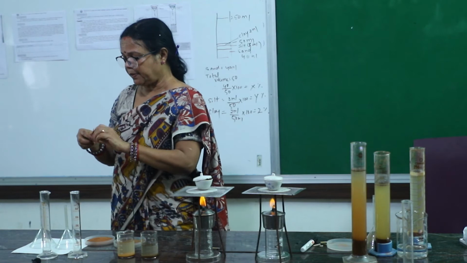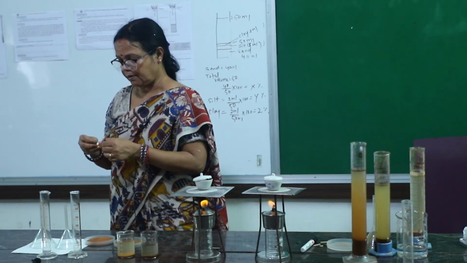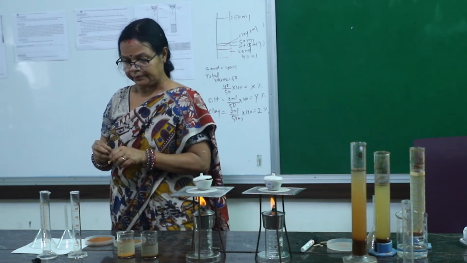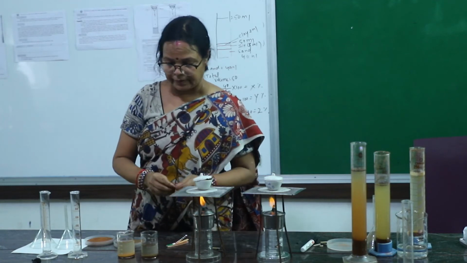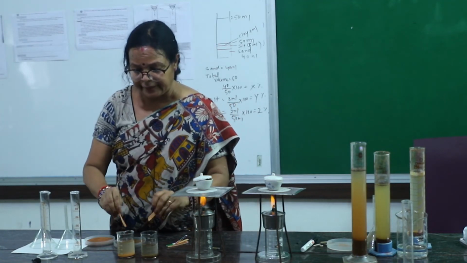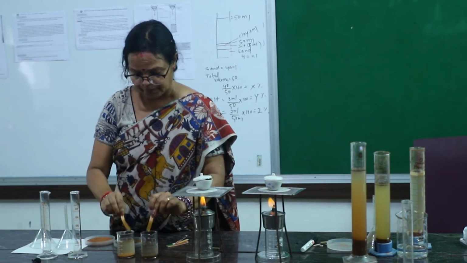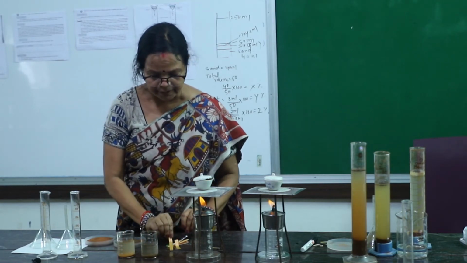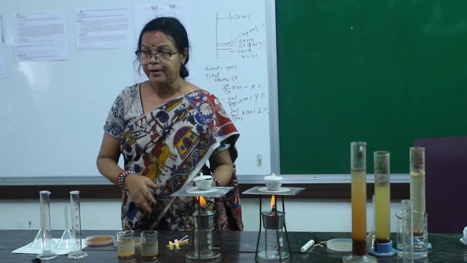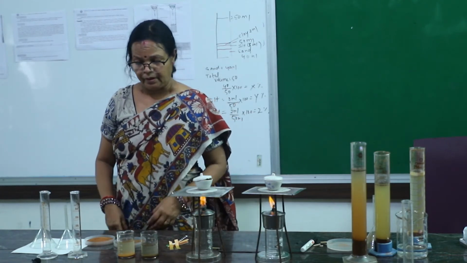So take out pH paper and dip separately in both the soil solutions and keep it here. Let it dry, then you have to find out what type of pH it has.